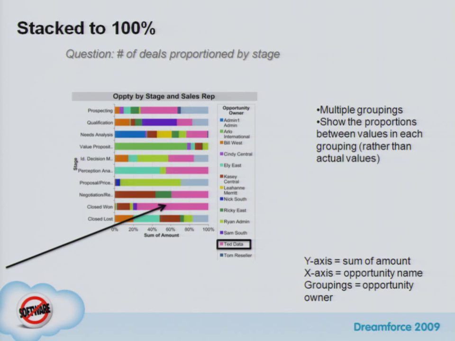So here we have the y-axis, which is the sum of the amount. The x-axis is the opportunity name. And how are we grouping this report? We're grouping by opportunity owner. So if we look at Ted Data, he obviously is having a very good year. He's more than quadrupled the rest of the team.